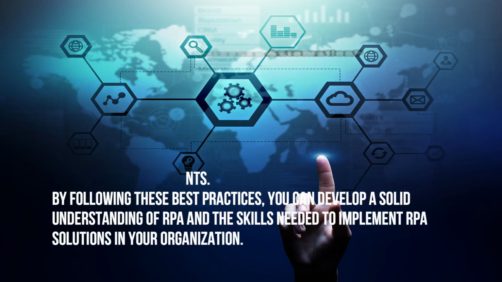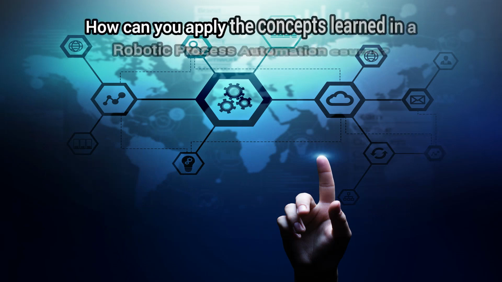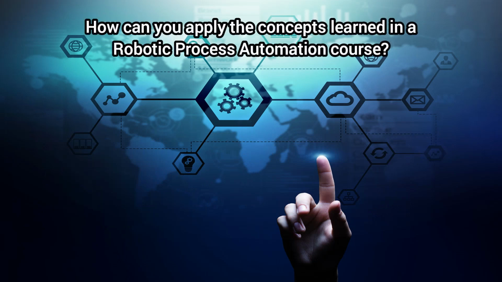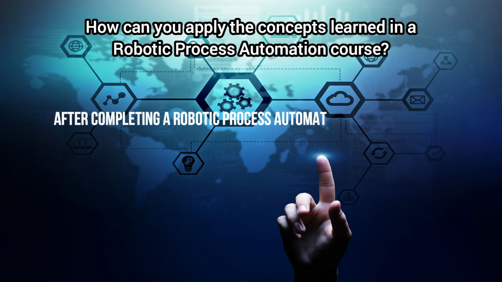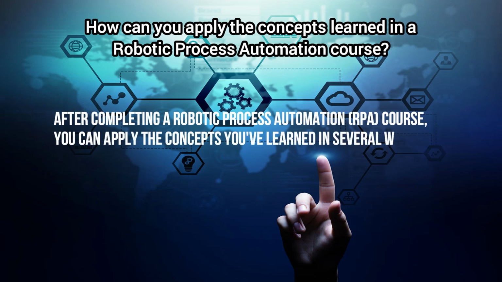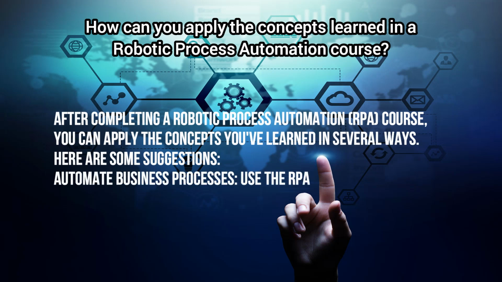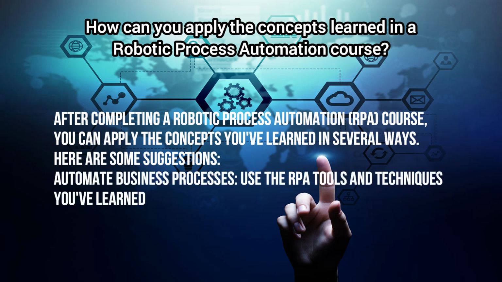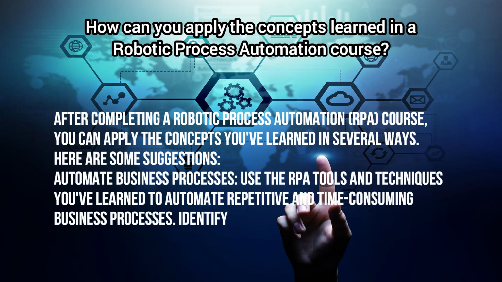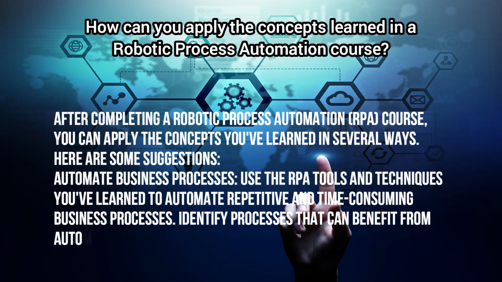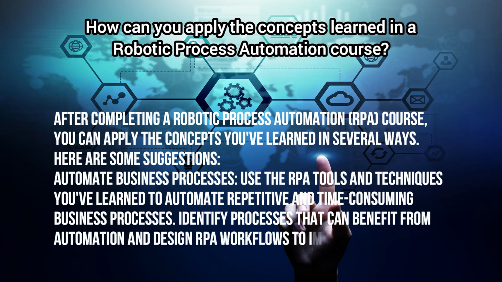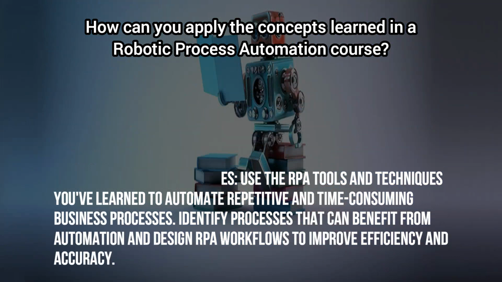solutions in your organization. How can you apply the concepts learned in a robotic process automation course? After completing a robotic process automation, RPA, course, you can apply the concepts you've learned in several ways. Here are some suggestions. Automate business processes. Use the RPA tools and techniques you've learned to automate repetitive and time-consuming business processes. Identify processes that can benefit from automation and design RPA workflows to improve efficiency and accuracy.